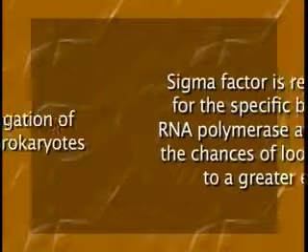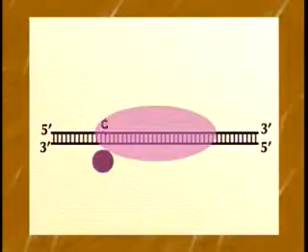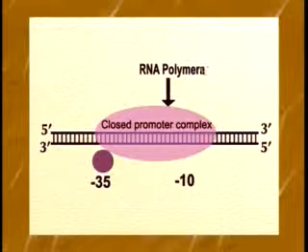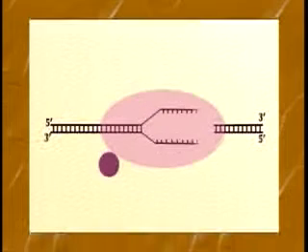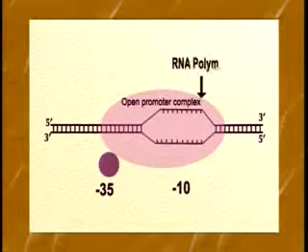Number 2 is initiation and elongation of RNA synthesis in prokaryotes. RNA synthesis by RNA polymerase has the following steps. Number 1, the holoenzyme binds at the promoter site, forming the closed promoter complex in which DNA remains double helical. Number 2, the closed complex isomerizes and causes unwinding and separation of DNA strands to form the open promoter complex.